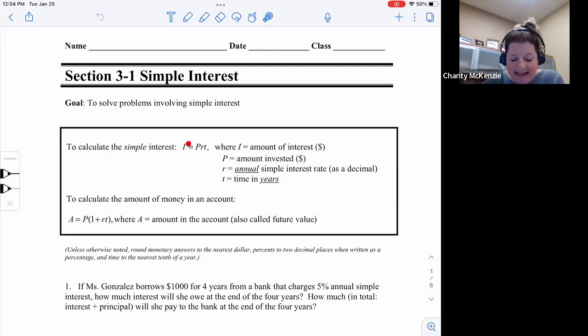So simple, the idea is I is interest, equals PRT, principal times rate times time. Now, your rate, you have to rewrite this as a decimal. This is a really big idea here. You got to make sure you move your decimal. Otherwise, your number will look really big because instead of multiplying by 5%, 0.05, you might do 5, and that makes the number huge. And then notice the time is in years, and principal is the amount you start with.